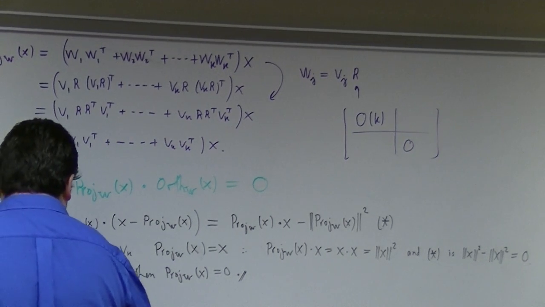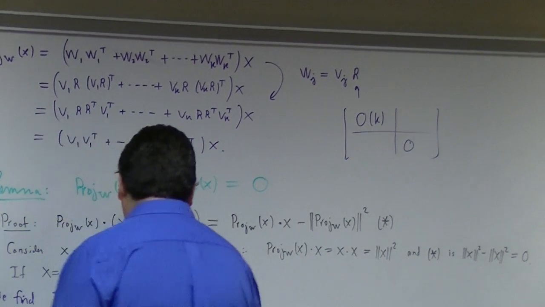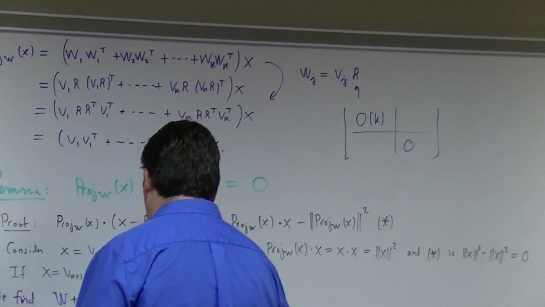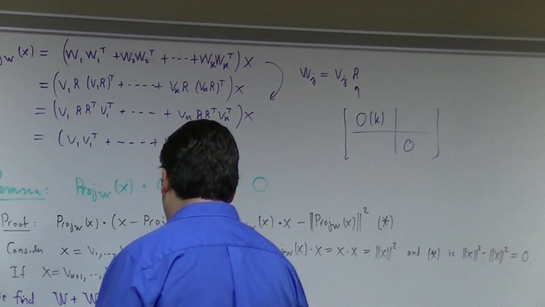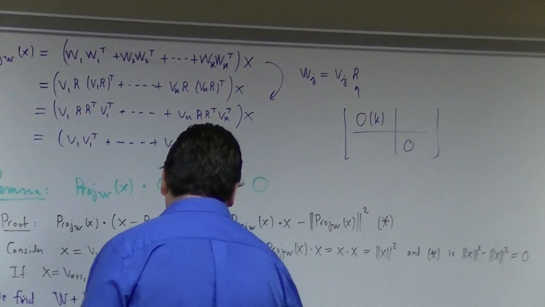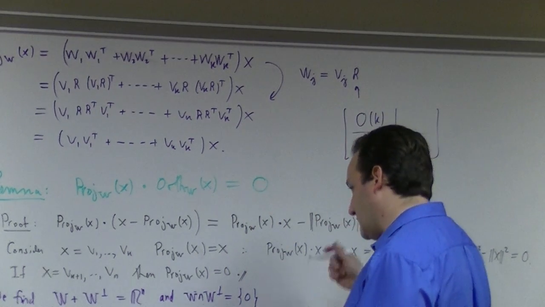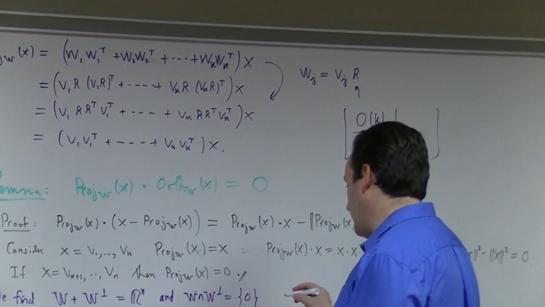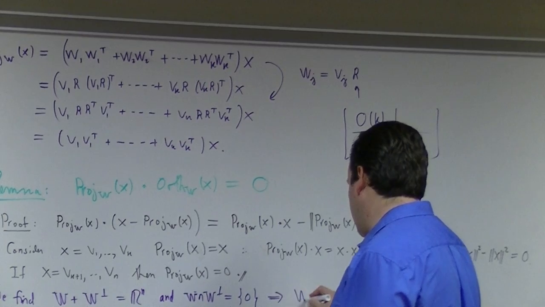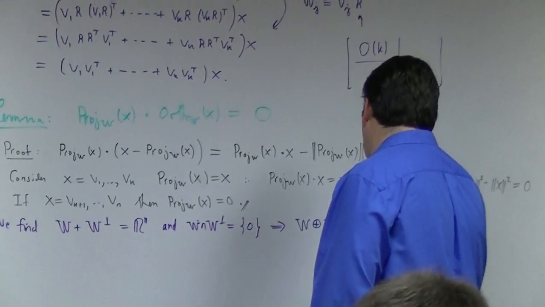So we find W plus W perp is equal to Rn. And W intersect W perp is equal to 0. So what's that tell me? That tells me that W direct sum of W perp is Rn.